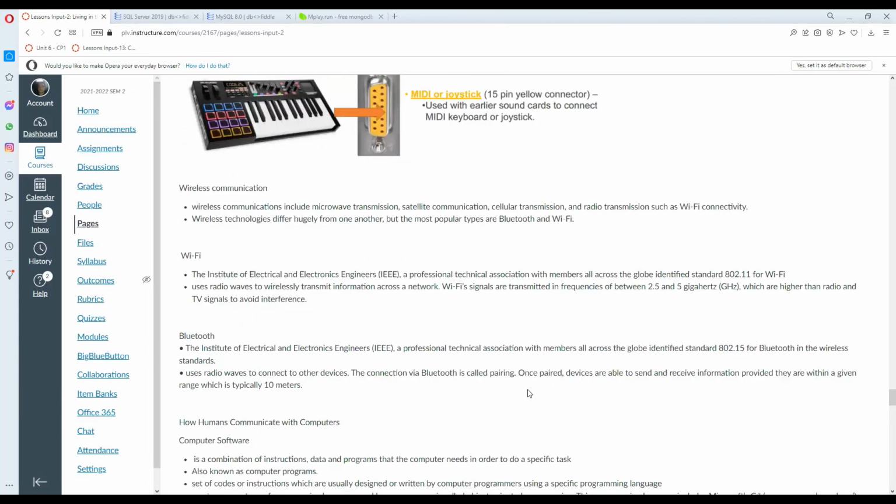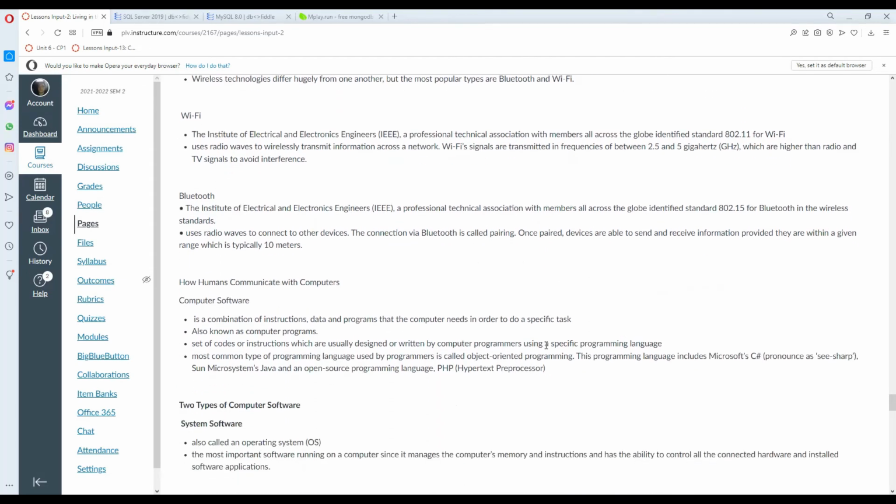Next, wireless communication includes microwave transmission, satellite communication, cellular transmission, and radio transmission such as Wi-Fi. It differs hugely from one another, but the most popular types are Bluetooth and Wi-Fi. Wi-Fi: the Institute of Electrical and Electronics Engineers, IEEE, a professional technical association with members all across the globe, identified standard 802.11 for Wi-Fi. It uses radio waves to transmit information across a network. Wi-Fi signals are transmitted in frequencies between 2.5 and 5 gigahertz, which are higher than radio and TV signals to avoid interference.